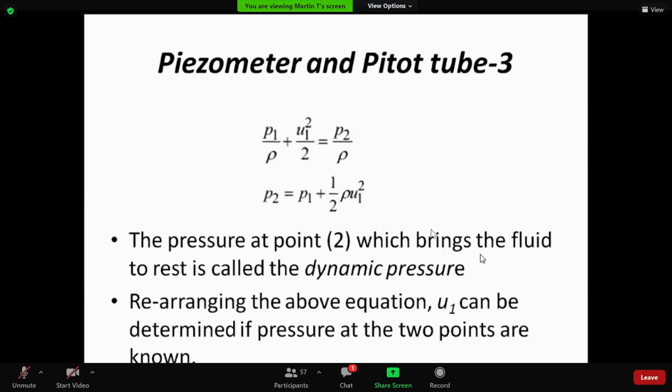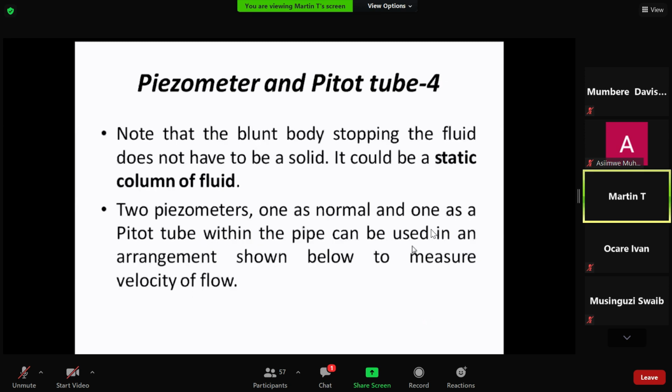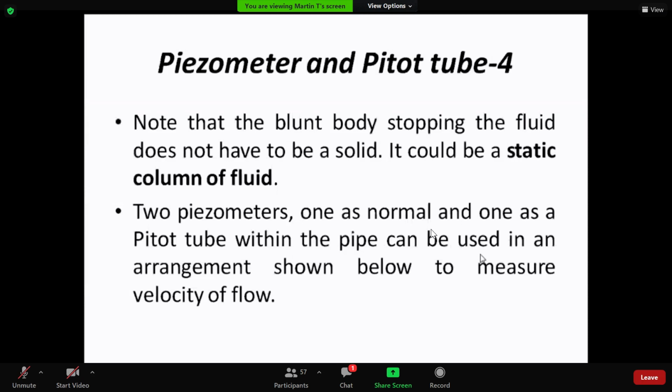So there is dynamic pressure at point number 2, which is higher than the static pressure at point number 1. Okay, so we've said that this is how we can measure P1 and P2. Remember, we said if you measure P1 and P2 from our equation, you get velocity at a point.